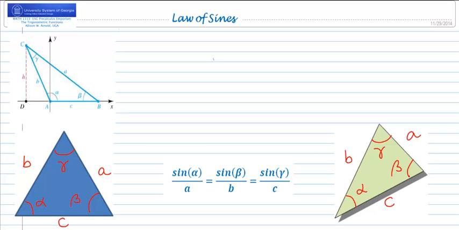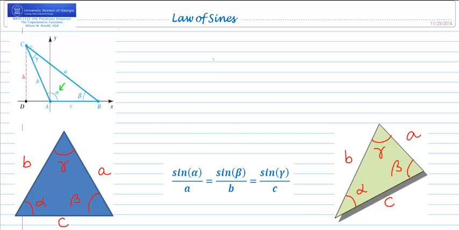The figure to the left shows an angle alpha in standard position, an angle beta whose vertex is B on the x-axis, or made with the x-axis, and then an angle gamma whose vertex is C. It's the upper angle of the triangle.